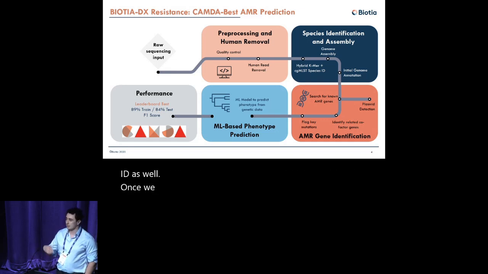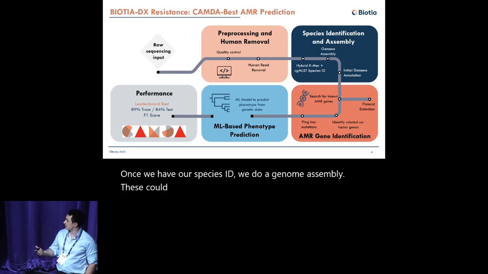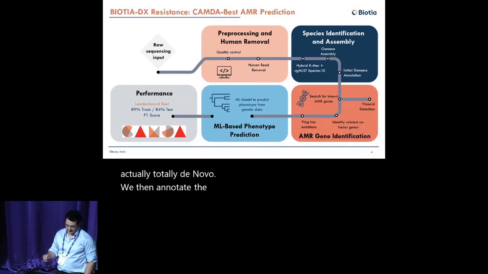Once we have our species ID, we do a genome assembly. These could happen in parallel. The genome assembly is totally de novo. We then annotate the genome using normal prokaryotic annotation tools.